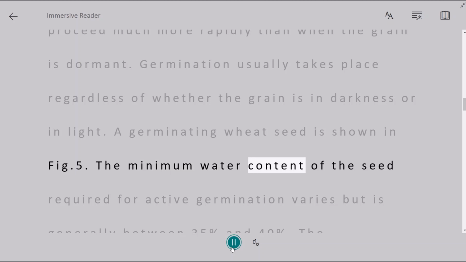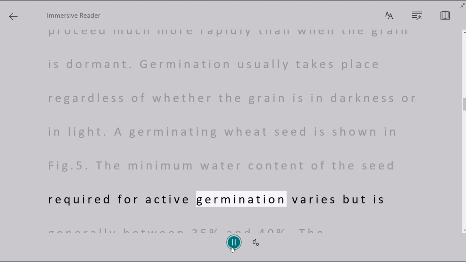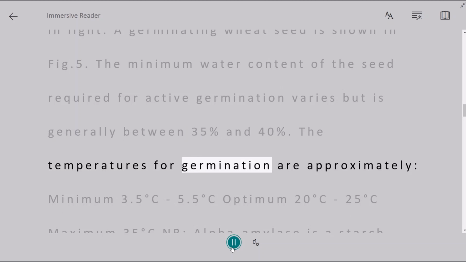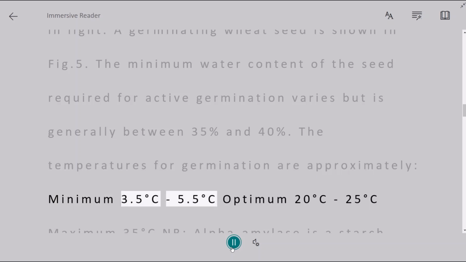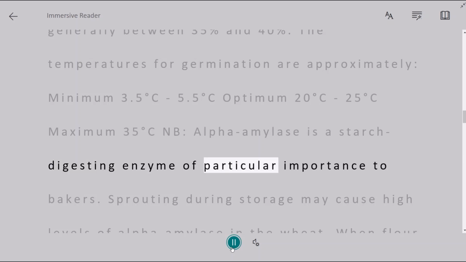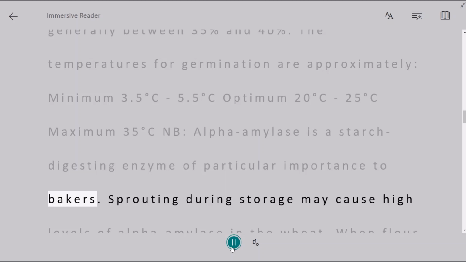The minimum water content of the seed required for active germination varies but is generally between 35% and 40%. The temperatures for germination are approximately minimum 3.5 to 5.5 degrees Celsius, optimum 20 to 25 degrees Celsius, maximum 35 degrees Celsius. NB. Alpha amylase is a starch-digesting enzyme of particular importance to bakers.